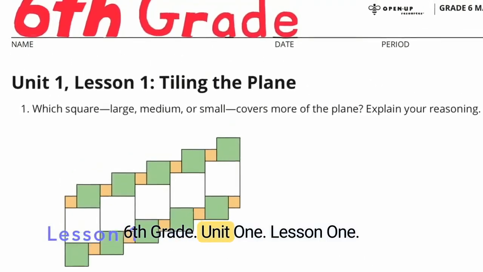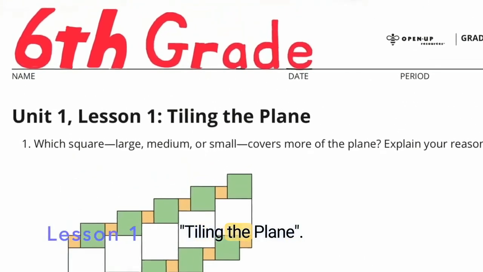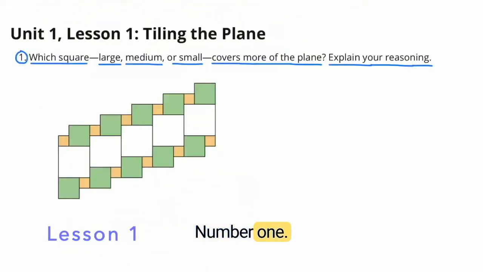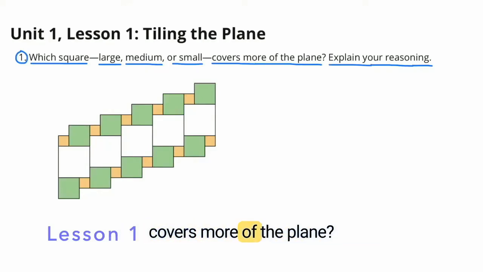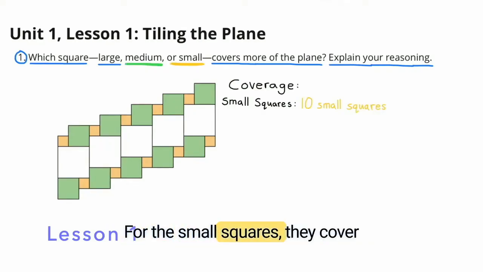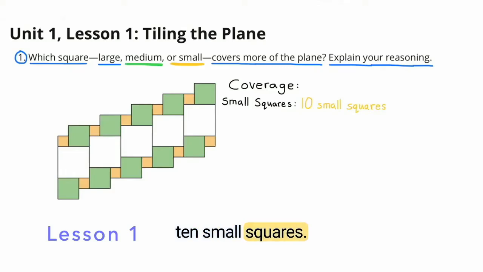Sixth grade, Unit 1, Lesson 1, Tiling the Plane. Number 1. Which square, large, medium, or small, covers more of the plane? Explain your reasoning. For the small squares, they cover 10 small squares.